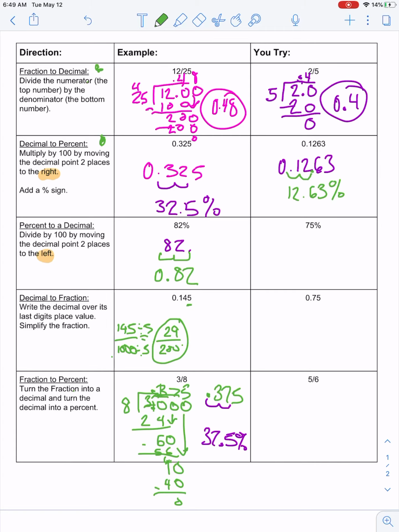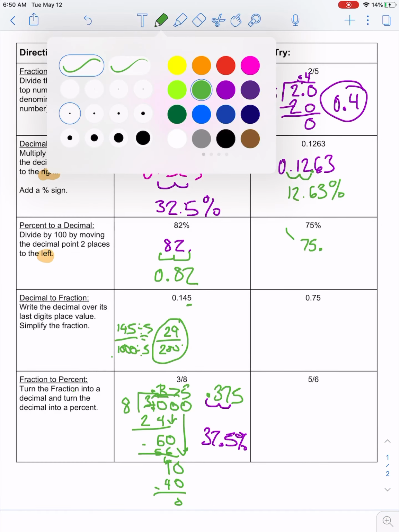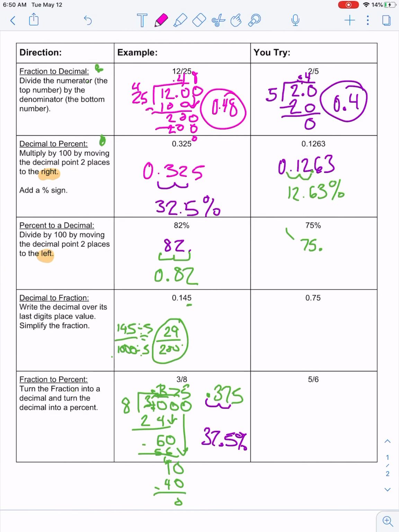Now let's look at percent to decimal. So turn 75% into a decimal. So remember, our decimal place always comes after our ones place. Now we need to move our decimal 2 places to the left. 1, 2. So we end up with 75 hundredths.